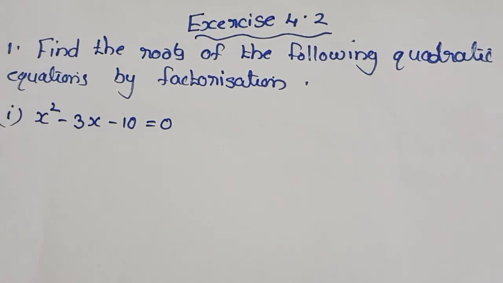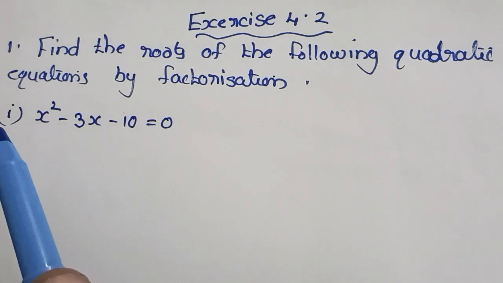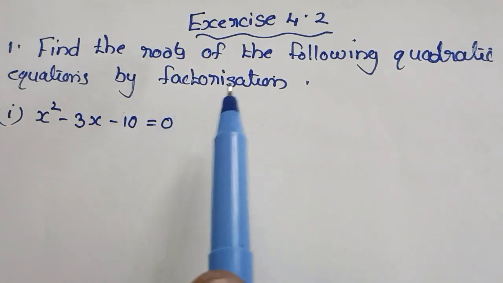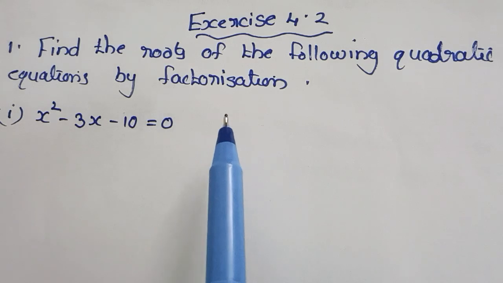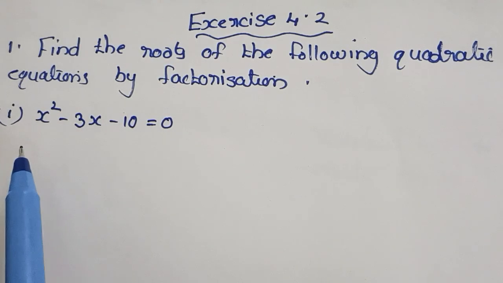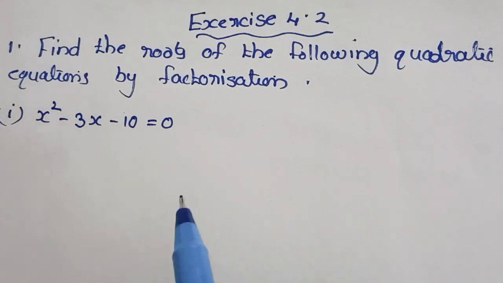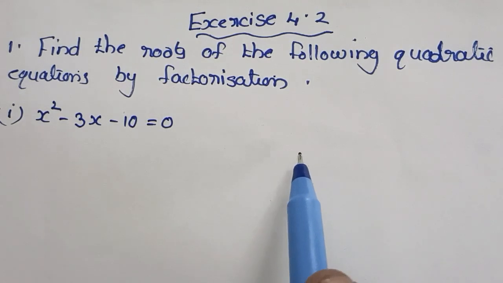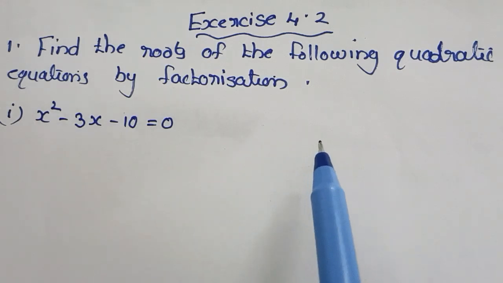Hello students, today we are going to study exercise 4.2 first question. Find the roots of the following quadratic equations by factorization. First question, x square minus 3x minus 10 equal to 0. We have to find the roots of the equation, that is the value of x, isn't it? Since it is having degree 2, there are two values for x.